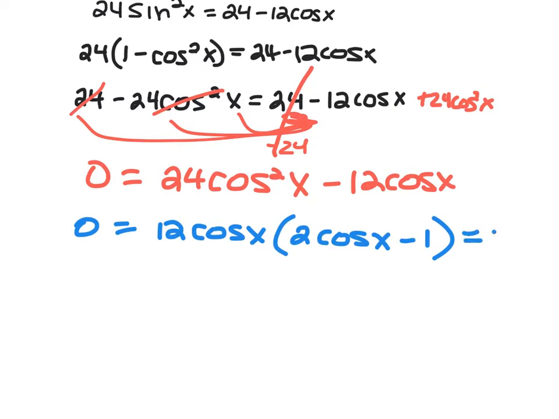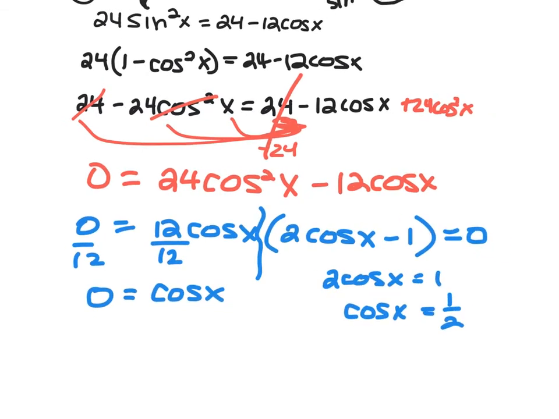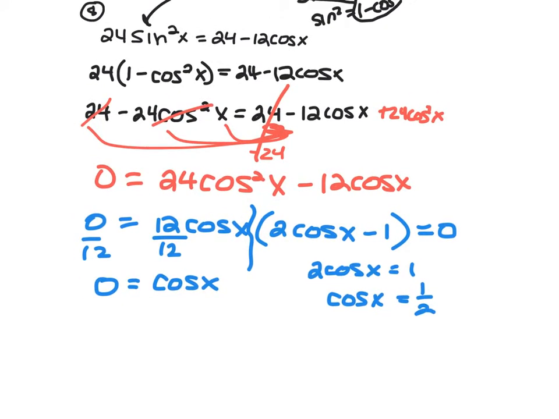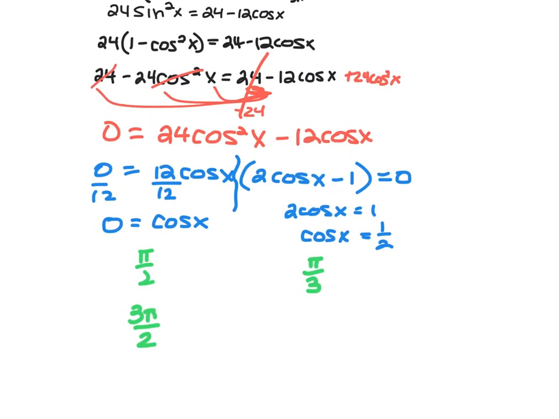Then I set each of those equal to 0. So for the left-hand side, I would divide both sides by 12, and I'm looking for where cosine is 0. The right-hand side, 2 cosine x would equal 1. Cosine of x would equal 1/2. And then go to your unit circle. Find where the cosine is 0, which is at pi over 2 and 3 pi over 2. Go where the cosine is positive 1/2, which is at pi over 3 and, no, sorry, 5 pi over 3.